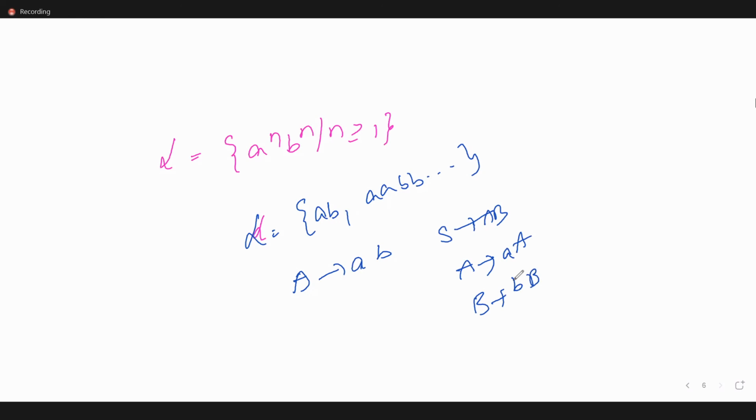Suppose if this is the case, S tends to AB. Anyway, we have to start with the starting symbol. AABB, you will get an infinite string. This will never end, right?